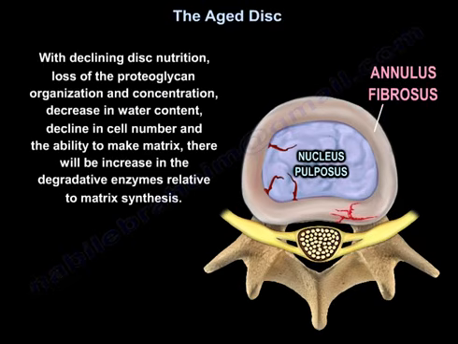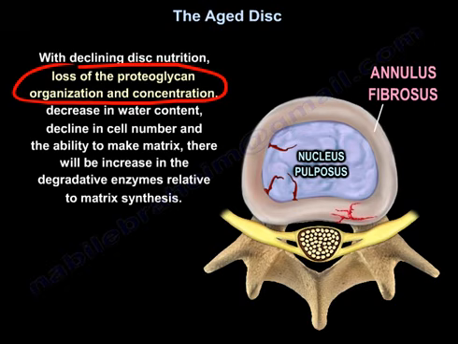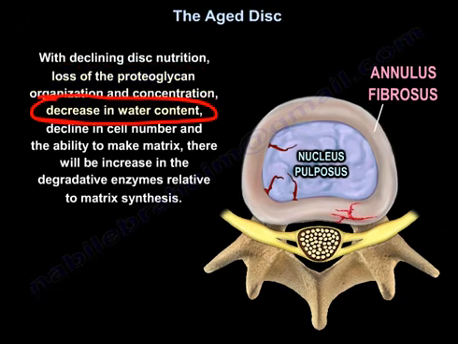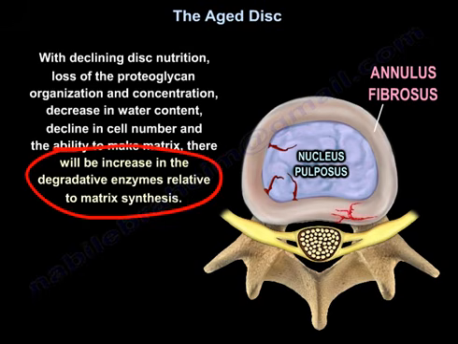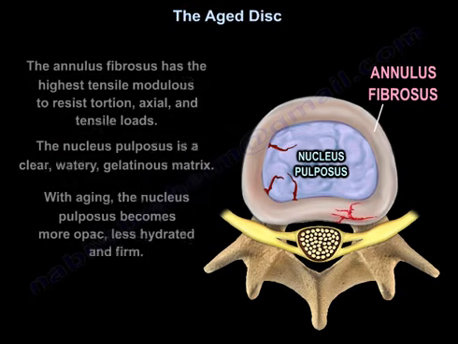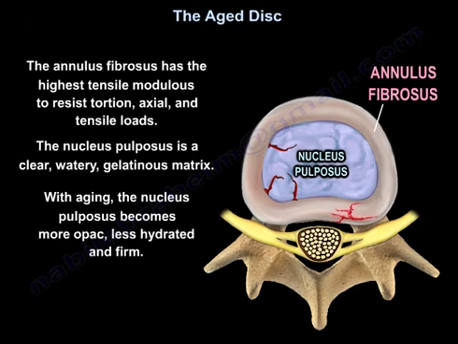So with declining disc nutrition, loss of the proteoglycan organization and concentration, decrease in water content, decline in cell number, and in the ability to make matrix, there will be increase in degradative enzyme relative to matrix synthesis. The annulus fibrosus has the highest tensile modulus to resist torsional, axial, and tensile loads.